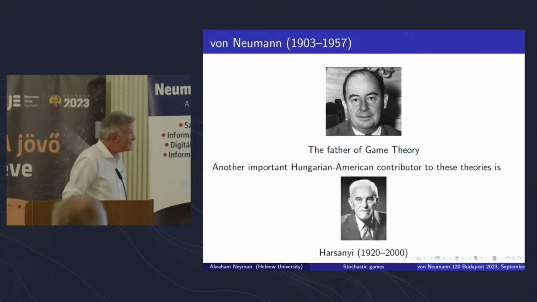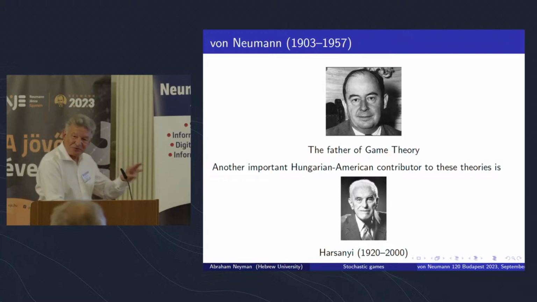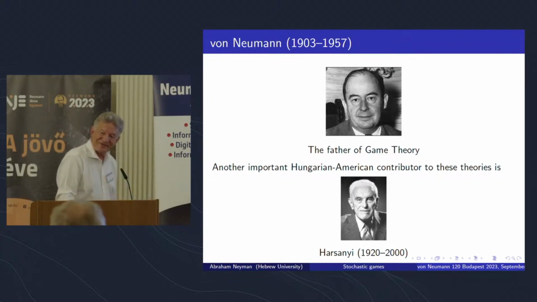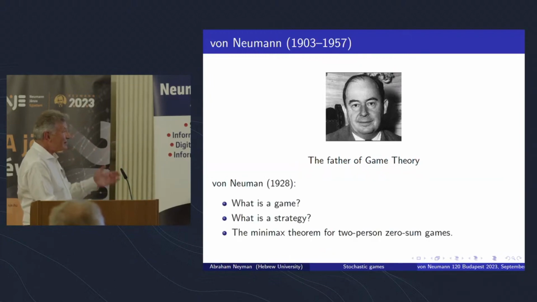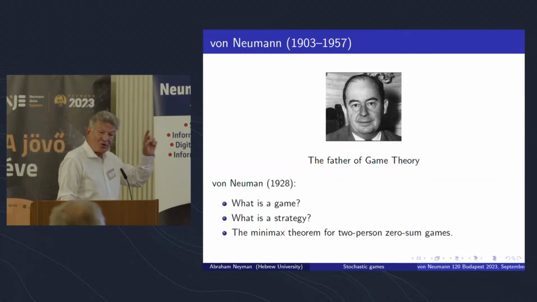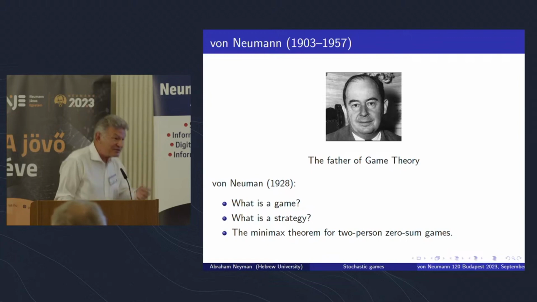Another important Hungarian-American contributor to this theory is Harsányi, who also got the Nobel Prize for his contributions in game theory. So we already mentioned two. I won't mention all 12, but we have those two. And as I remember, this contribution has three components: what is a game, what is a strategy, and the minimax theorem. And when we describe what a game is, in particular, what is a player in a game?